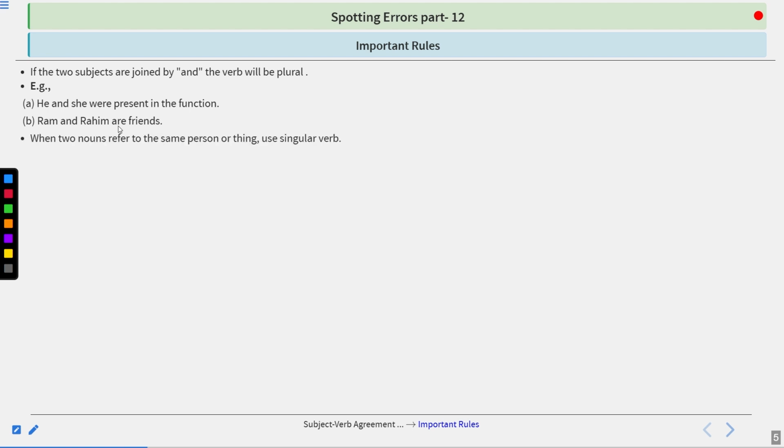When two nouns refer to the same person or thing, use singular verb. Example, the poet and painter has died. So here, poet and painter is the same person. That's why we have used a singular verb here, has. In such case, article is used with the first noun only. So to express such a structure, you have to use an article before the first noun only.